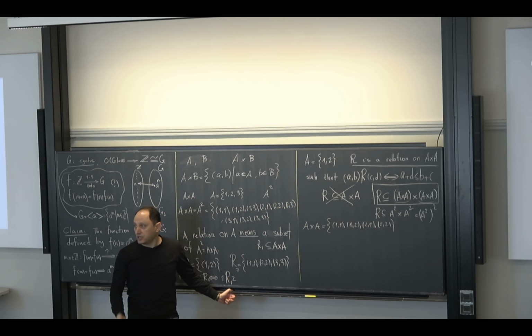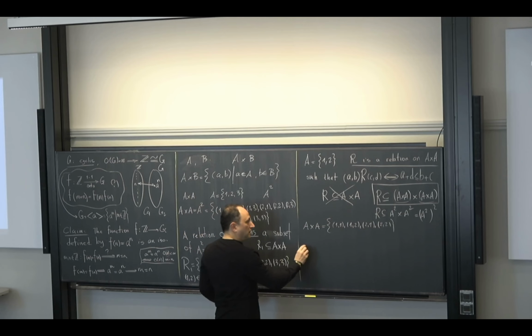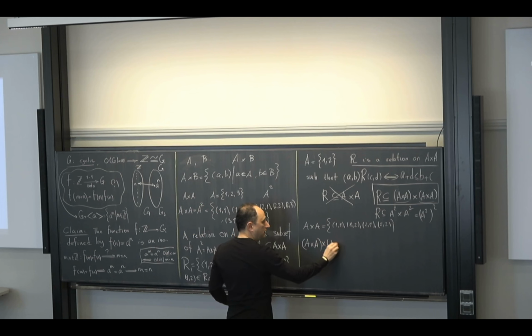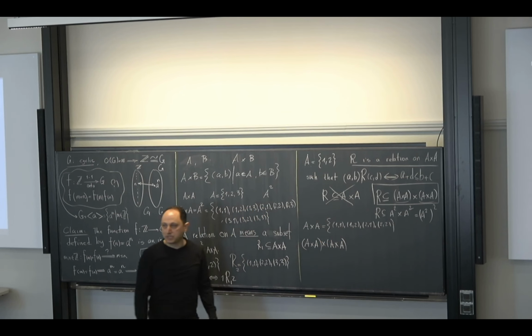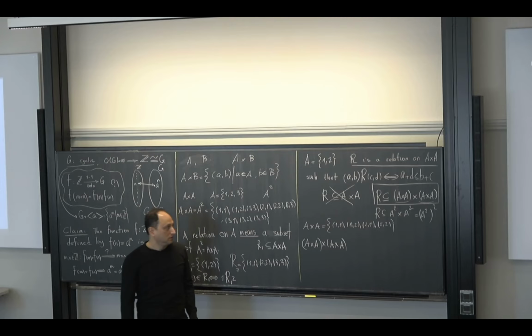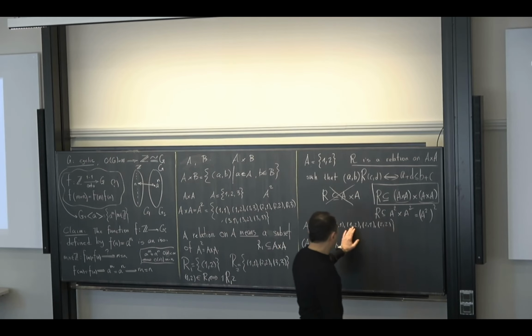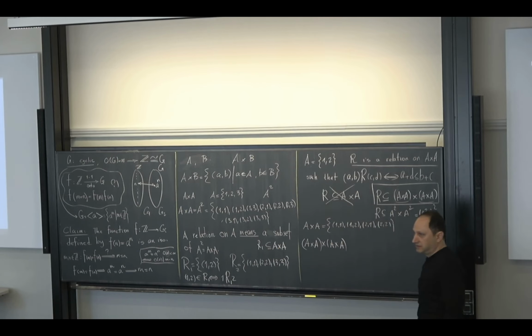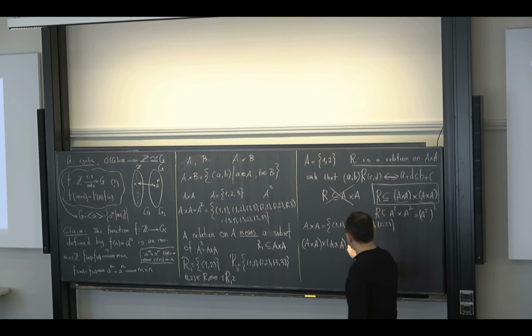This is A cross A. But A cross A cross A cross A, how many elements do you expect here now? 1, 2, 3, 4, 16. But 16, can you write 1 or 2 of them for me?